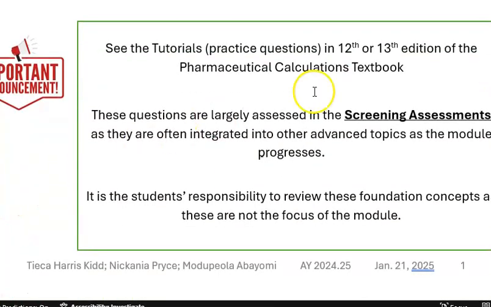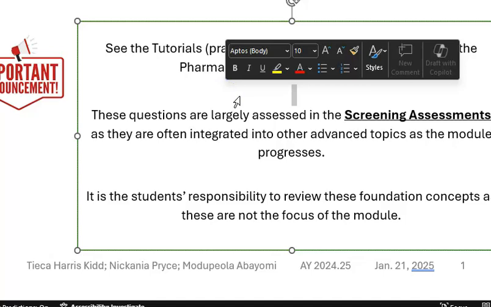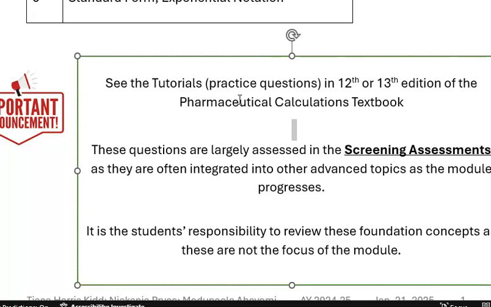You are now to go across to the 13th edition or the 12th edition of the PharmCal textbook and look at the sample tutorial questions. Answers are given, so it's just for you to practice independently and also along with your peers.